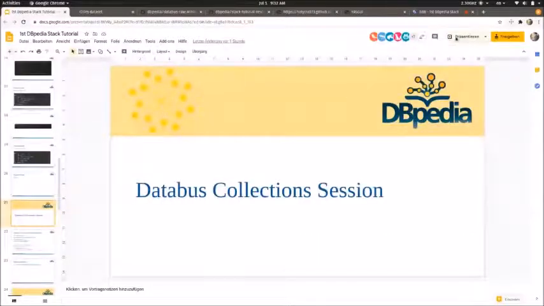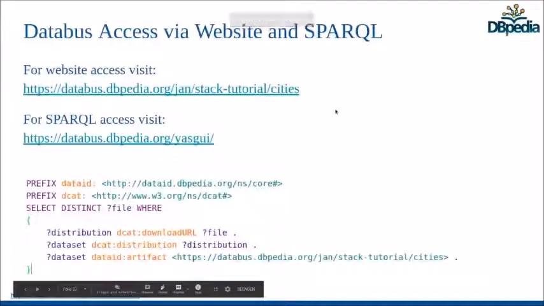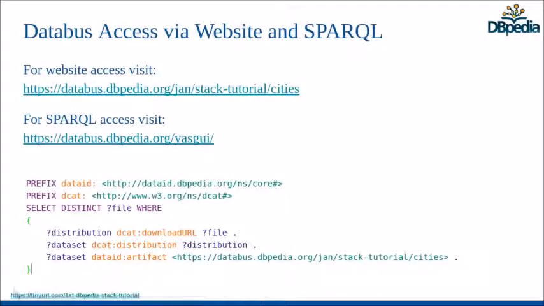Right, let's continue with the Databus collection session. First of all, let's not dive into the collections yet. I will just tell you how to access the data on the Databus. The first thing I've already shown you, the access on the website, but there's another way to access your data, which is over the Databus endpoint. The Databus itself already also has a SPARQL endpoint where you can query not the DBpedia data, but the Databus metadata.